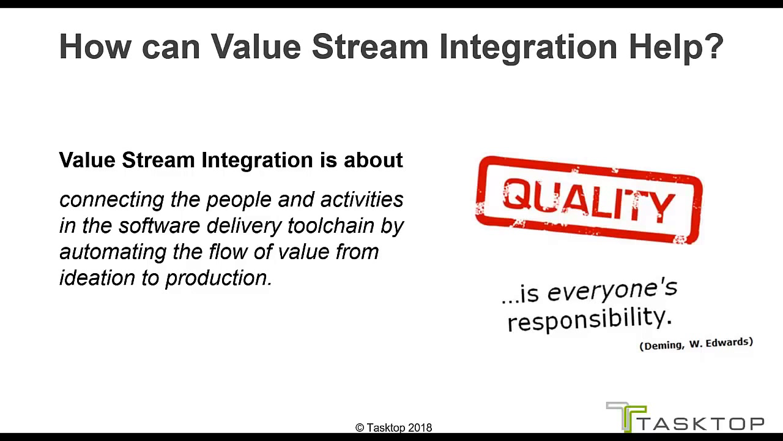So value stream integration really is about connecting the people and activities in your software delivery toolchain by automating the flow of value from ideation to production. Let's read that again. It's about connecting the people and activities in the software delivery toolchain by automating the flow of value from ideation to production. If your toolchain is fragmented, your people are going to be fragmented because they're not singing from the same song sheet, and your processes will begin to fall apart as a result.